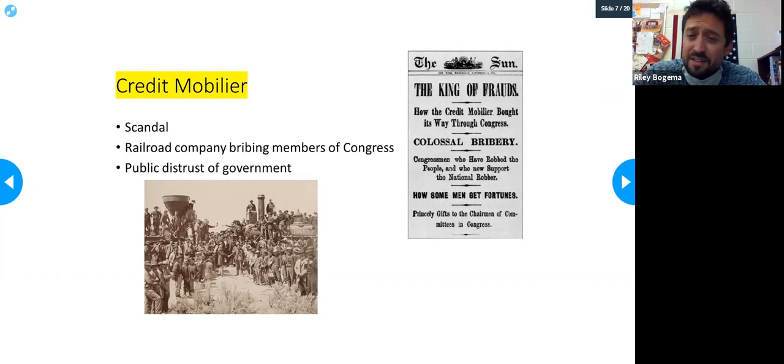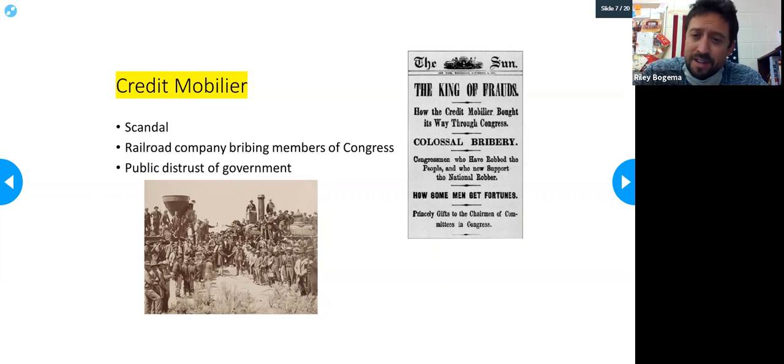And of course, that's going to lead to corruption, because these companies want land and people in Congress want to make money. So railroad companies start bribing members of Congress to get land. And the biggest scandal is the Credit Mobilier scandal, and it's connected to the Transcontinental Railroad with some of the land that's acquired. And this is just one of the scandals. There's many, many scandals that lead to the American public distrusting the government.